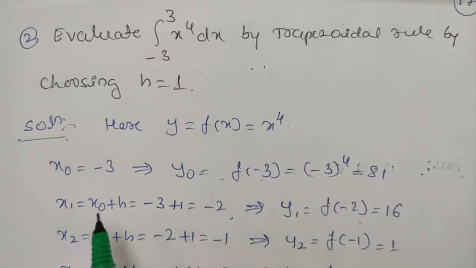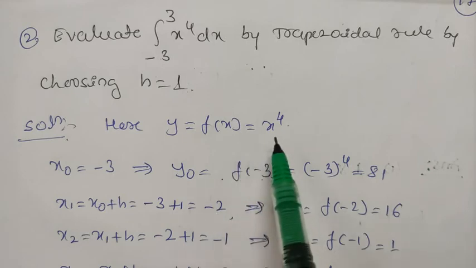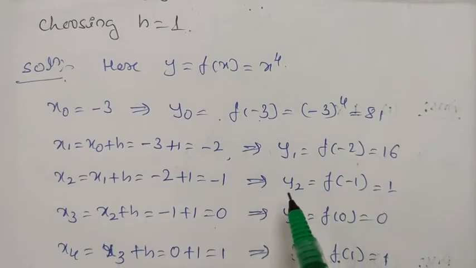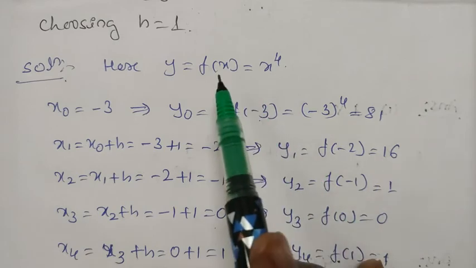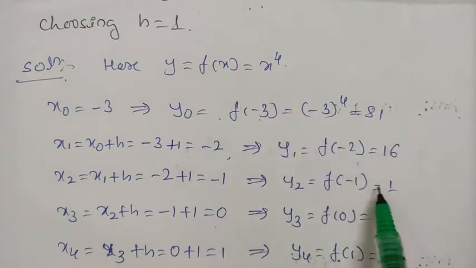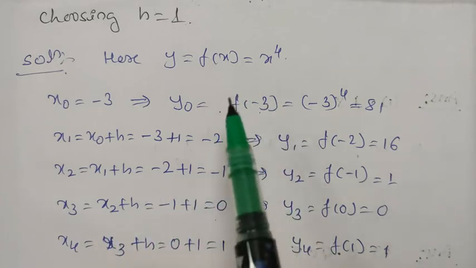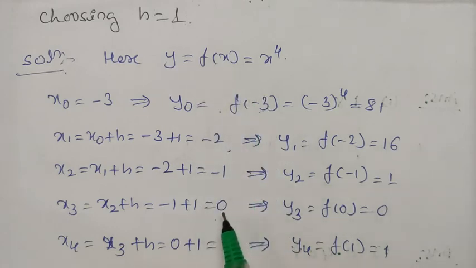Similarly, x1 is x0 plus h, that is minus 3 plus 1 is minus 2. And y1 is f of minus 2, that is minus 2 raised to 4, which is 16. And x2 is x1 plus h, which is minus 2 plus 1 is minus 1. This implies y2 is f of minus 1, which is minus 1 raised to 4, that is 1. x3 is x2 plus h, that is minus 1 plus 1 equal to 0. And y3 is f of 0, because here x3 is 0, so f of 0 is 0 to the power of 4, which is 0.